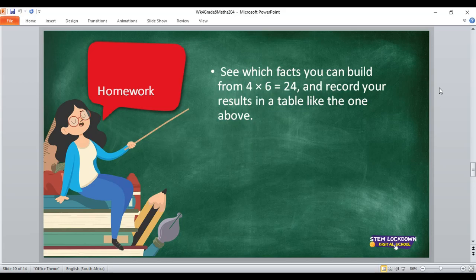400 multiplied by 6,000 is your 2,400,000. 4,000 multiplied by 600 still gets you 2,400,000.